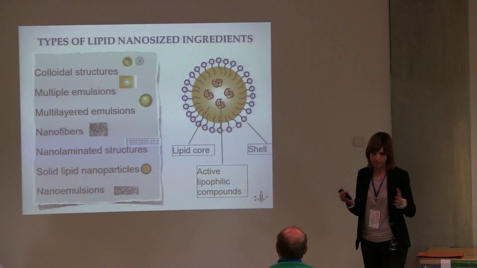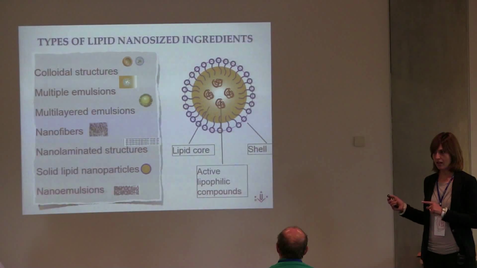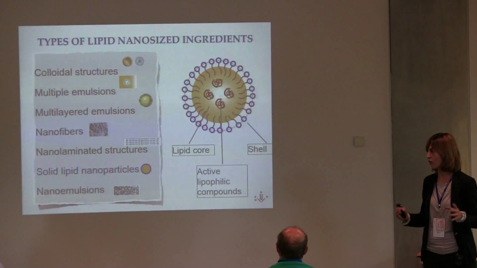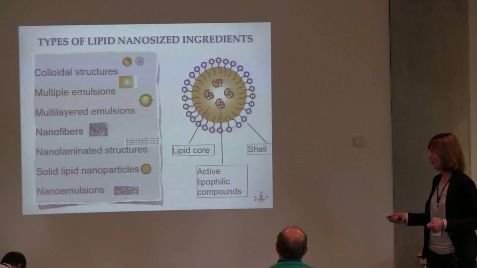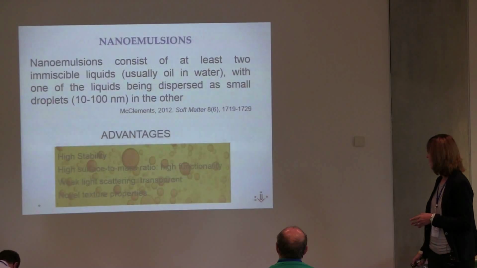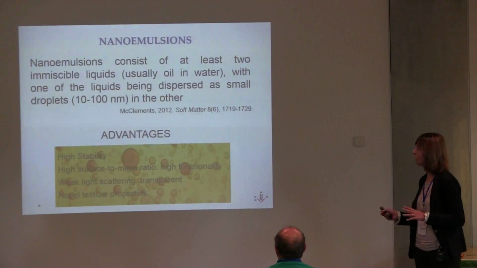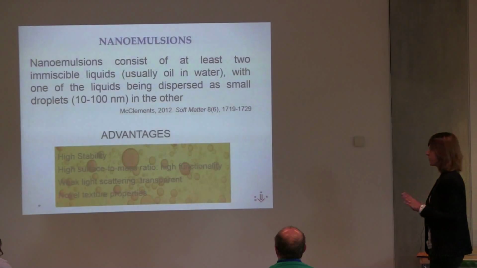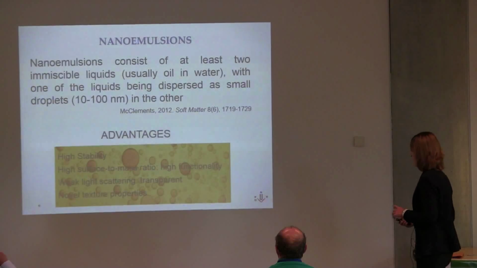Sometimes in our applications we are using an emulsifier. But here you will see that there are some hydrocolloids, polymers that can act as a stabilizer also. So here you have a general definition of nanoemulsions. Nanoemulsions consist of at least 2 immiscible liquids, usually oil and water, and one of the liquids is being dispersed as small droplets, under 100 nanometers, in the other.